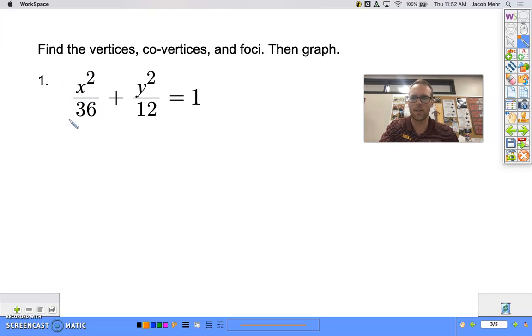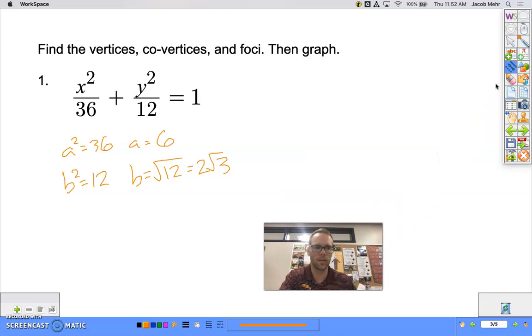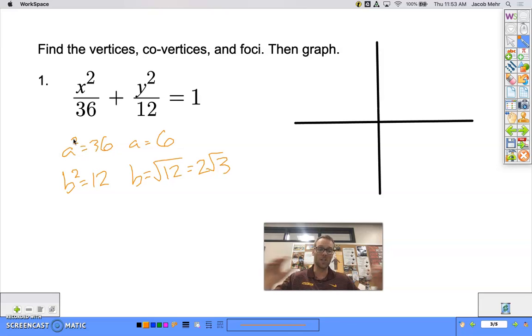So when we take a look at this, 36 is bigger than 12. So my A squared is 36, so my A is 6. My B squared is 12, so my B is the square root of 12, which is 2 root 3. All right? So if I were to be sketching this out, and I'm just going to do a rough sketch here. Again, the larger value is under the x squared. That's the A squared. So our major axis is horizontal.